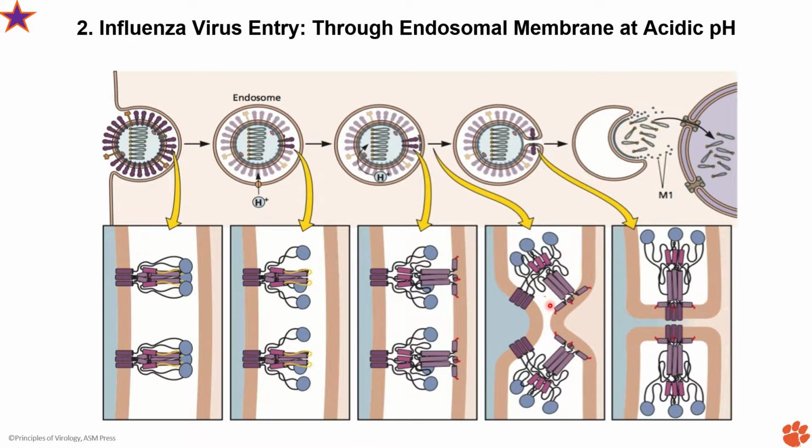Right here, one of the most important things for flipping the fusion peptide, shown in red: what is the important thing that is happening? Remember that it is the proton. Acidification of the endosome is the most important part. The endosome is acidified, and then these protons are pumped inside, which allows the fusion of the membrane. So acidification of the endosome is very important.